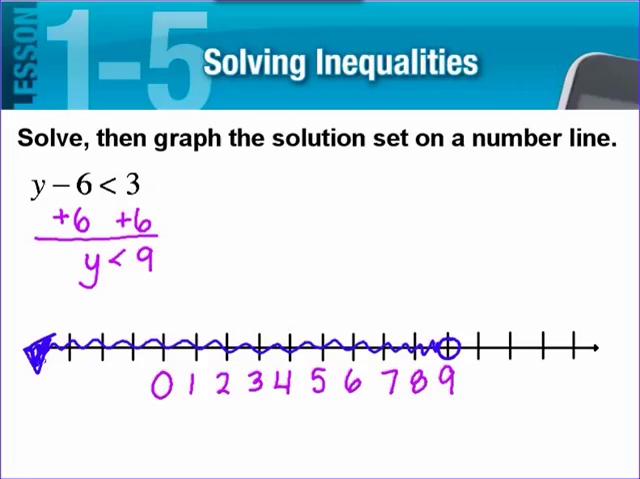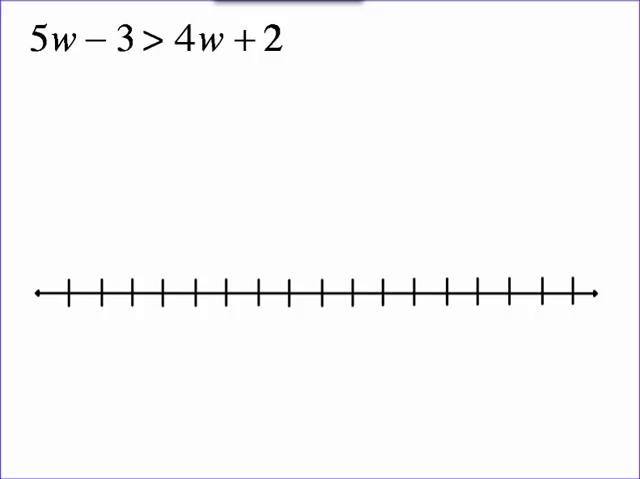Think you can handle those? Fairly straightforward. Now this one's going to be a little more on the solving part. Yeah, what do I do?